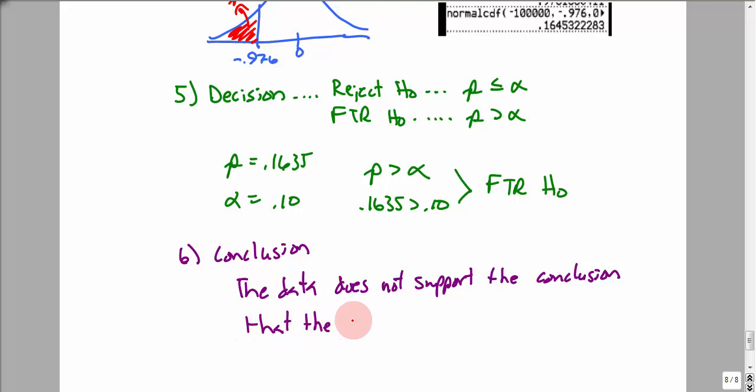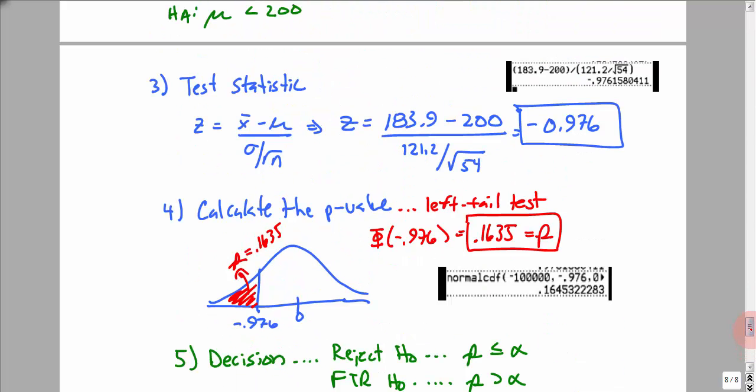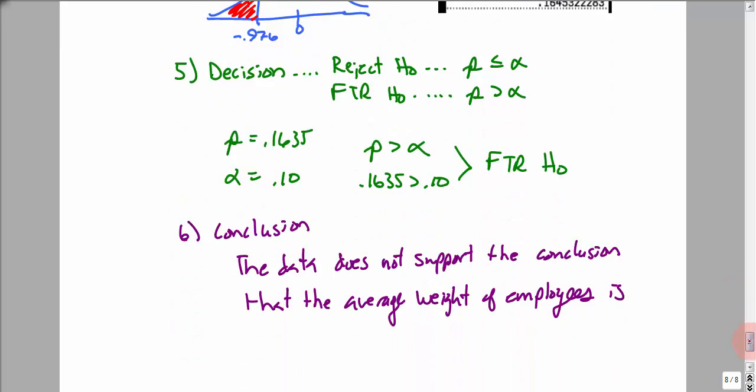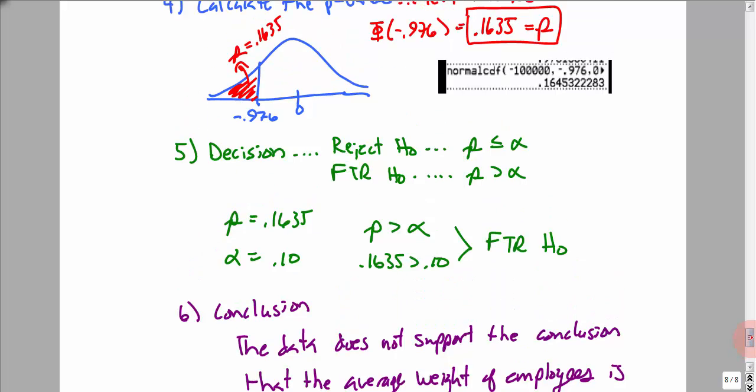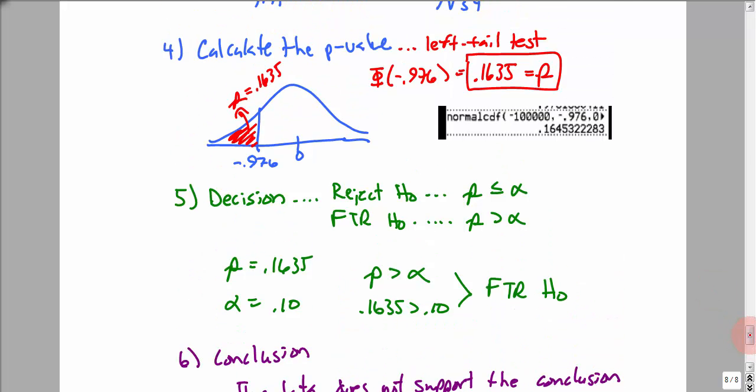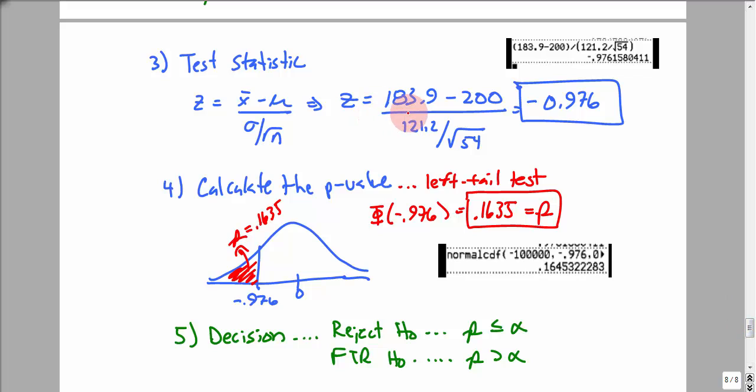that the average weight of employees is less than 200 pounds, so it didn't support this. So it doesn't support the conclusion that the average weight of employees is less than 200 pounds. And we can see from our data that we were given that it's very, very close to 200 pounds. It's slightly less than 200 pounds, 183.9.